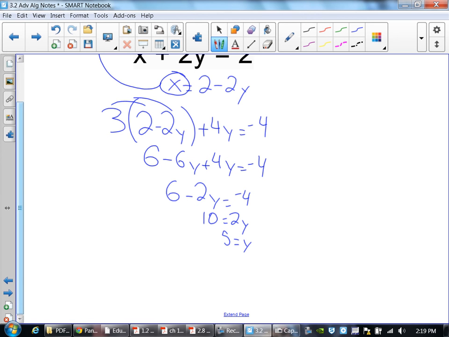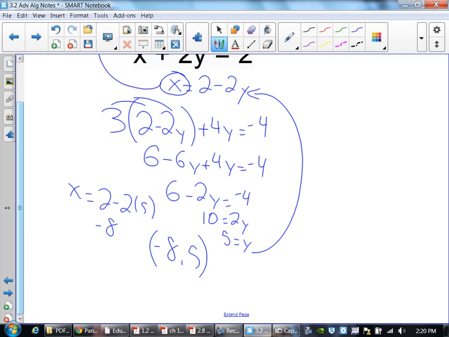So now what do I do with the 5? Substitute it in to find the value of x. Correct. And I just substitute back in. So x is going to wind up equaling 2 minus 2 times 5. And we get negative 8. Therefore, I have what's called now a solution set. My ordered pair of where these two lines intersect is at negative 8 and 5. I would appreciate it if you wrote out your ordered pairs as the solution. That's technically the right way to do it.